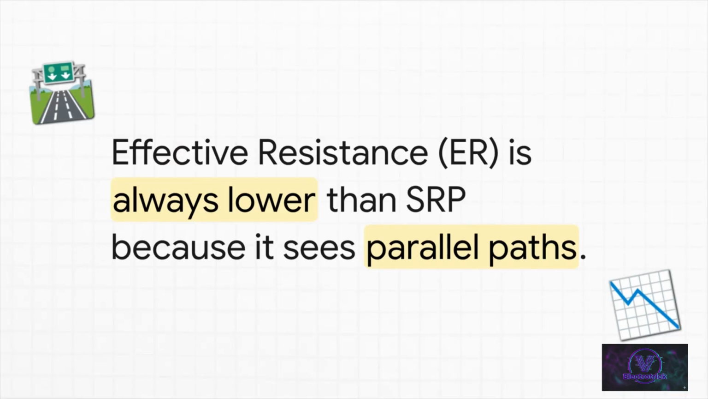Okay, so here's the key thing to remember. The effective resistance value will always be lower than the shortest path resistance. Always. And why is that? Well, think of it like a highway. ER sees that there are multiple lanes available, so even if the most direct route has a little bit of traffic, the other lanes help everything flow smoothly. SRP only sees that one direct route and completely ignores all the others.